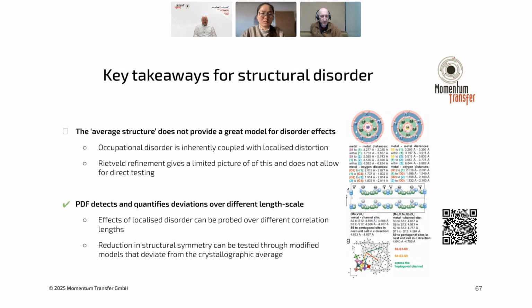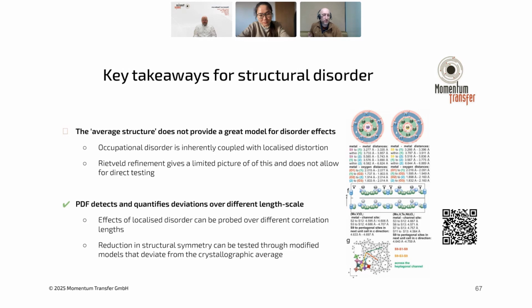Okay, so again, for the key takeaways, structural disorder is also present in bulk crystals, not just nanocrystals. And again, you run into similar issues with standard Rietveld refinements. You don't capture these things very well because of this averaging effect. So if you want to look at how occupational disorder actually leads to distributions of local structure environments, it's difficult to capture with Rietveld refinement. And so PDF allows you both to look at the very local structure and see how these coordination environments are structured.